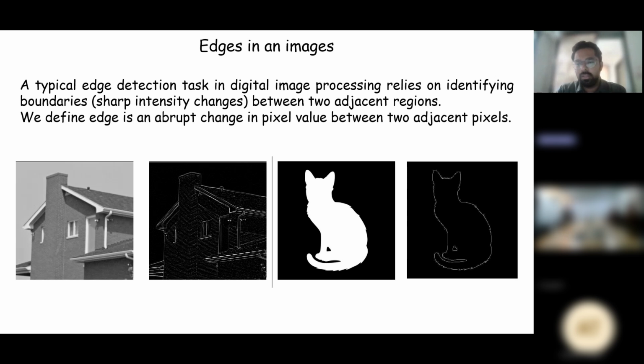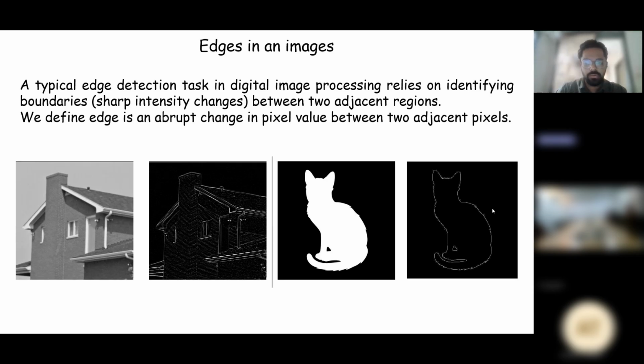What are edges in an image? First of all, what do we consider an image? An image is just a simple matrix, an array of numbers, and depending on how dense the numbers are, we can count the pixel density in an image. In our case, what we call an edge is a sharp change in pixel intensity.